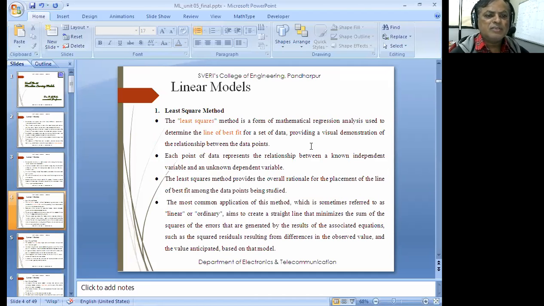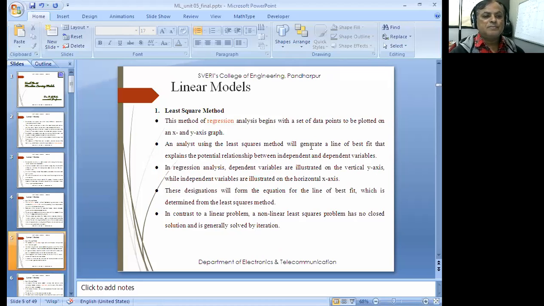Then we have seen the least square method, which is a form of mathematical regression analysis that determines the line of best fit for a set of data, providing a visual demonstration of the linear relationship between the data points. It provides an overall rationale for the placement of the line to best fit among the data points. Each point of the data represents a relationship between known independent and unknown dependent variables.